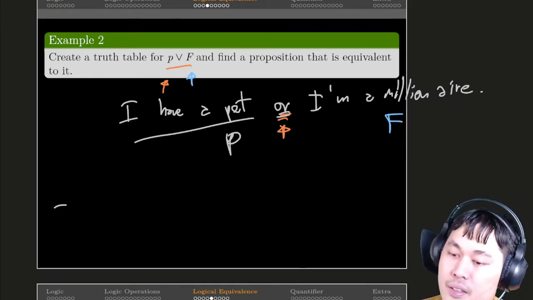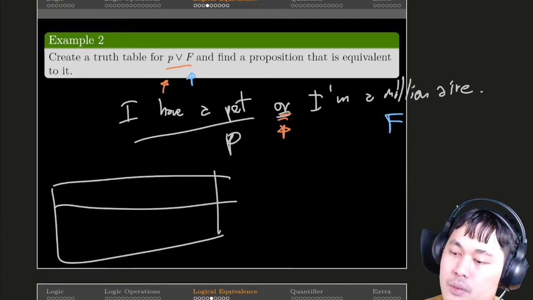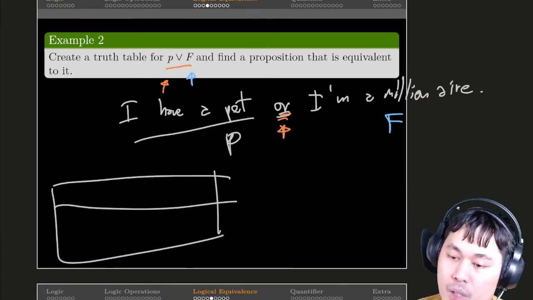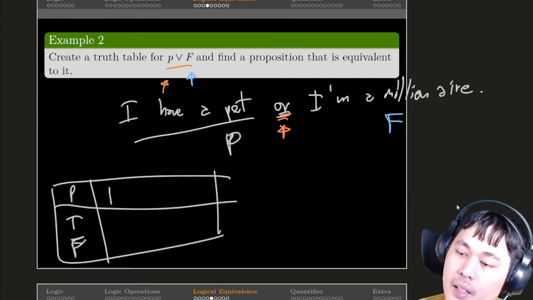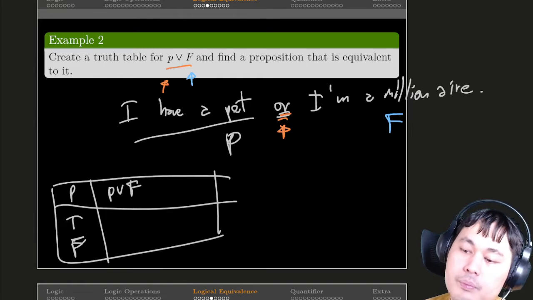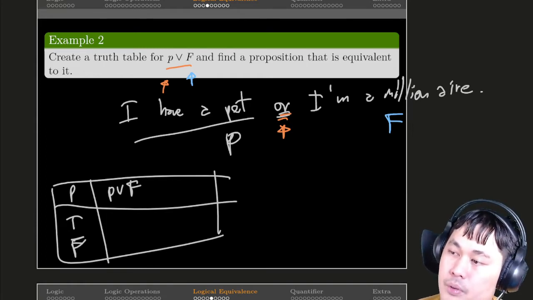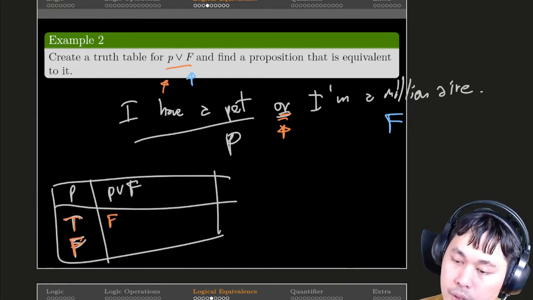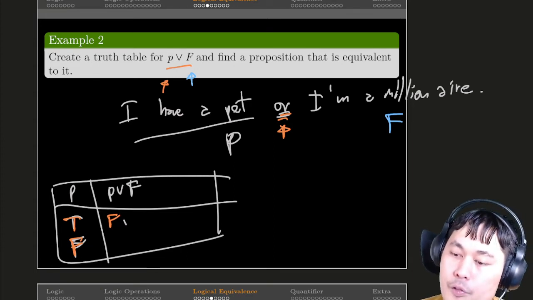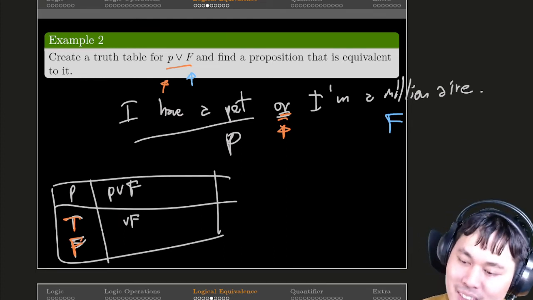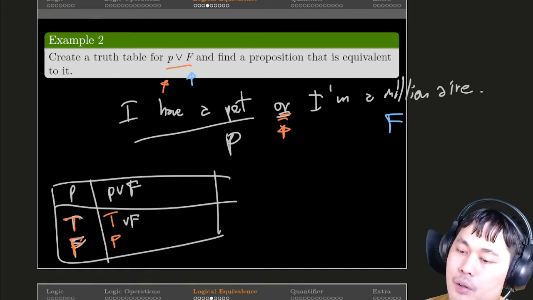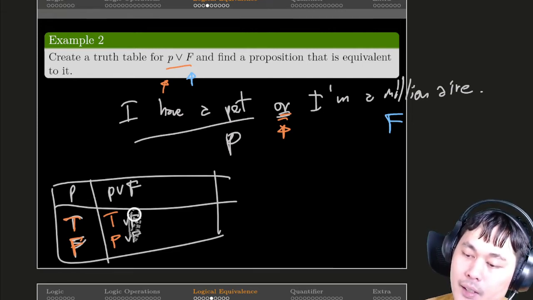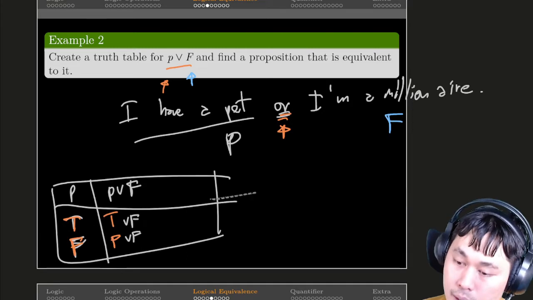So in this case, we build the table. There's only one proposition, so just P. We have that. And we are looking for P or false. If P is true, then we have true or false. If P is false, then we have false or false.